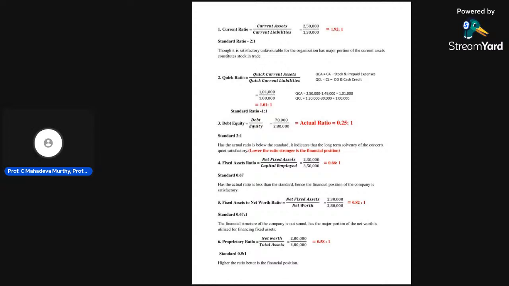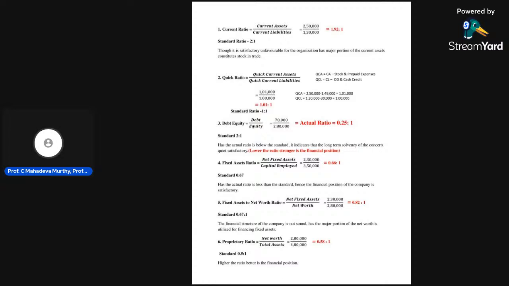Current assets are those you can convert into cash within 1 year. Here, quick current assets are those you can, within a fraction of a second, anytime convert to liquid cash. That is the meaning of quick current assets. Quick current assets is equal to current assets minus stock and prepaid expenses. If you deduct stock and prepaid expenses from current assets, you will get quick current assets.